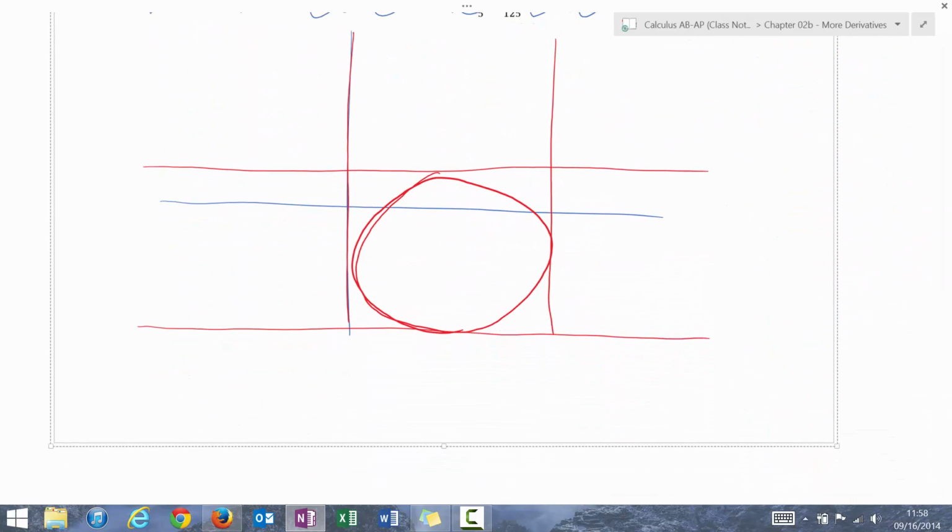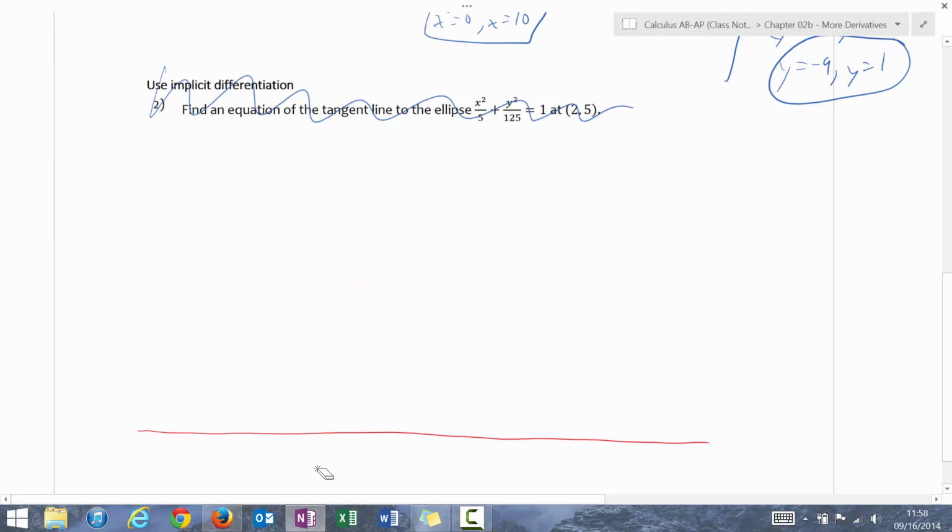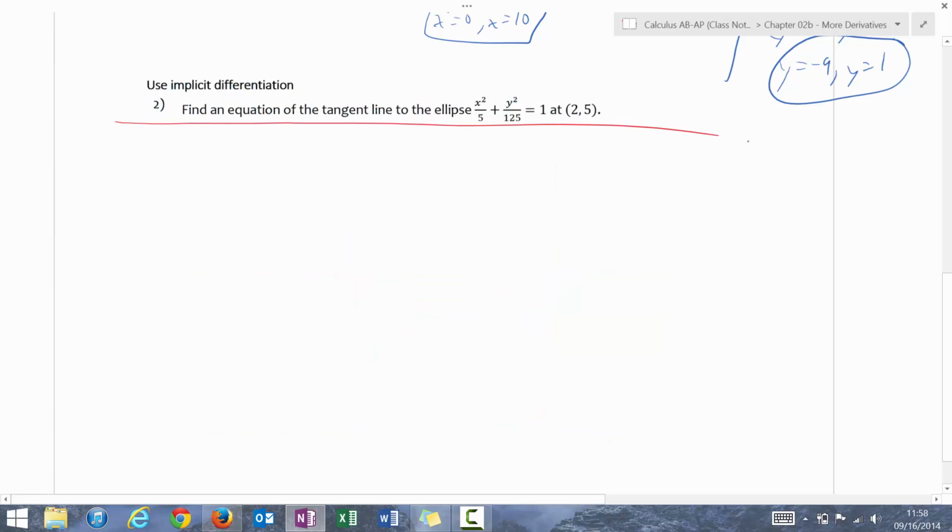Actually, I'm going to give you a real grid for that, so hopefully you would have seen that on a real grid. Okay. Next question, I'm going to erase this and use this space here, but again, you'll probably have this on a separate page. Find an equation of the tangent line to the ellipse at (2, 5). So I have x squared over 5 plus y squared over 125 is equal to 1.